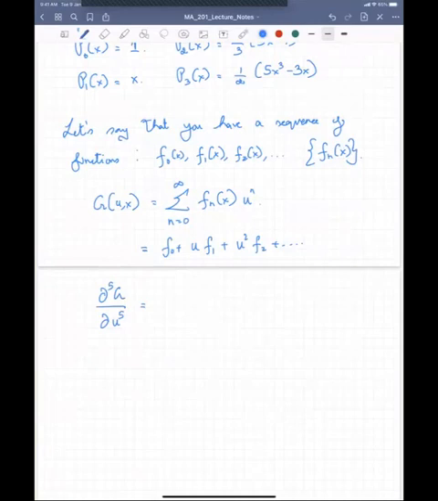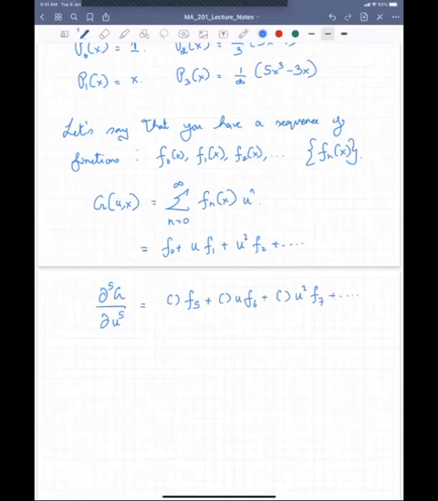Okay, but the power of 5 is unique because it's going to look like some constant times f5 plus something times u times f6 plus something times u square times f7 and so on and so forth, right?